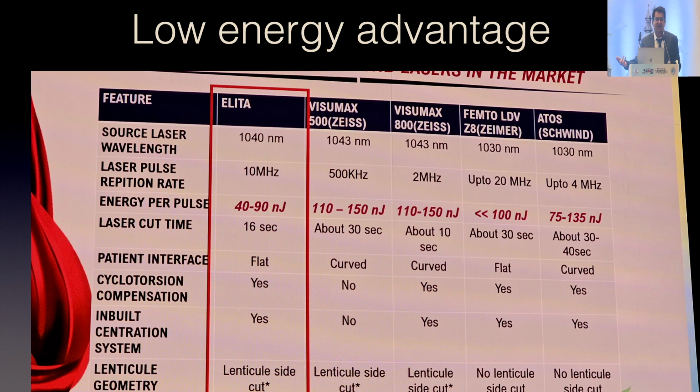What is the next advantage? The third advantage is the lowest energy possible. I've put a picture here where I've compared the latest femtosecond platforms available, and you can see here that Elita, or the SILK machine, is working at a minimal energy of 40 to 90 nanojoules. Now, what is the advantage of working at such low energy? The collateral tissue damage is minimal, and the first day post-op is amazing. We actually have most of the patients 6/6 the next day with a wow factor.